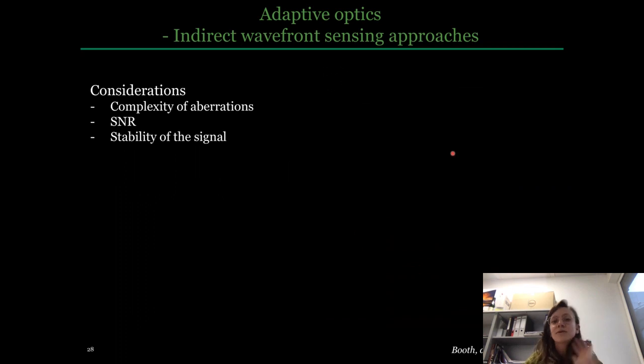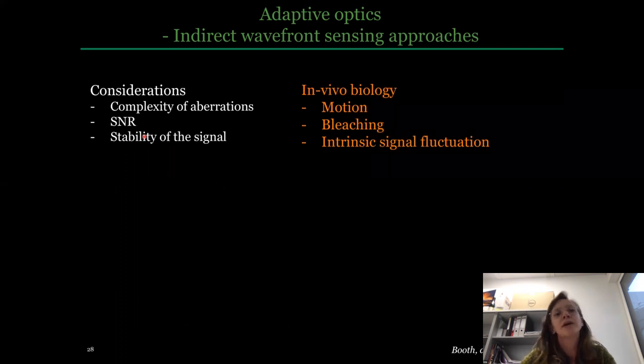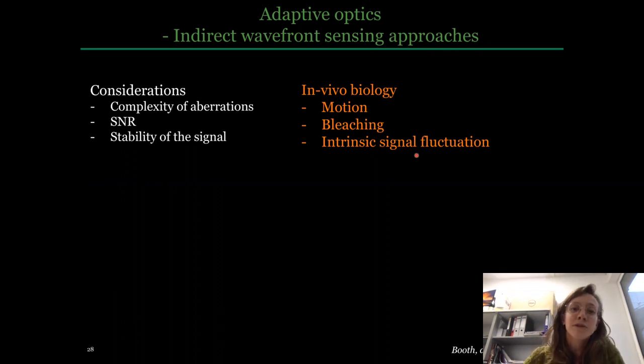And another consideration when choosing the optimization algorithm is the stability of the signal. Because we're imaging the in vivo mouse brain and we chose to use the intensity as a feedback signal, we can have intensity fluctuations due to motion artifacts, due to bleaching, but also especially due to intrinsic fluctuations, which is important for functional imaging. So we wanted to choose an approach which not only allows us to perform aberration correction on a stable structure, such as GFP-labeled neuron somata, but also on structures which are, for example, labeled with GCaMP.